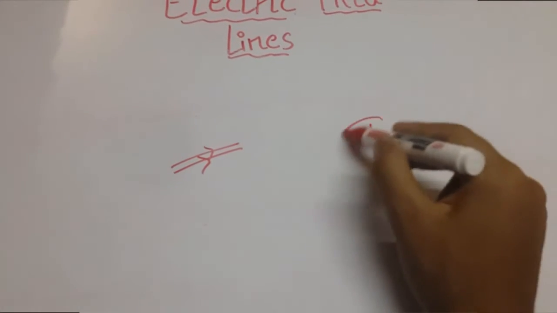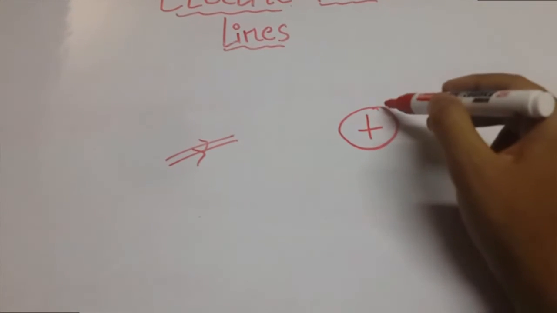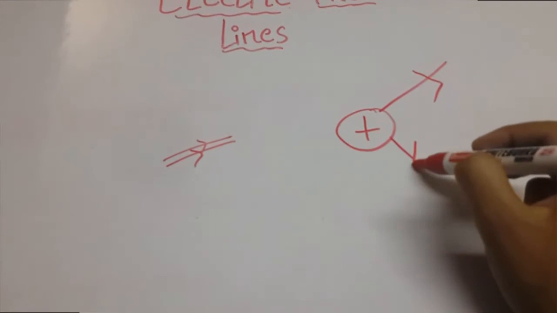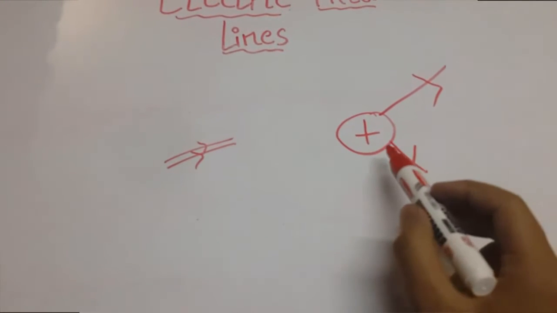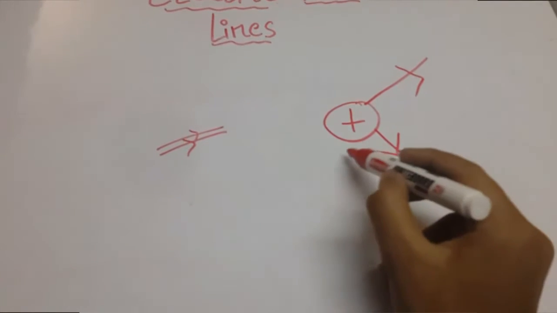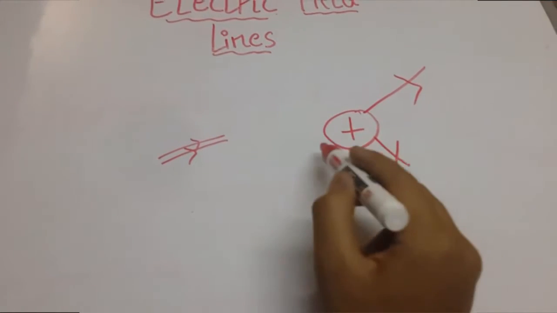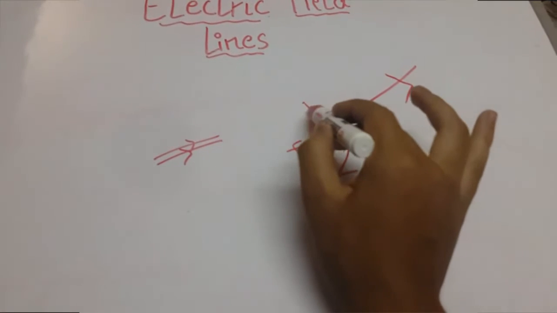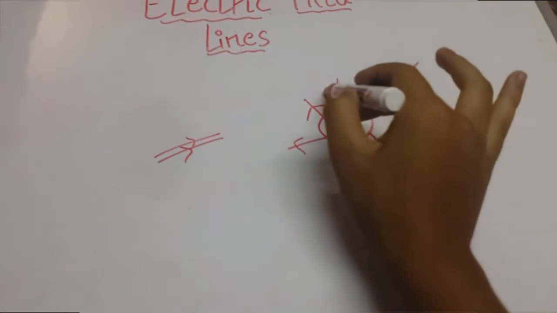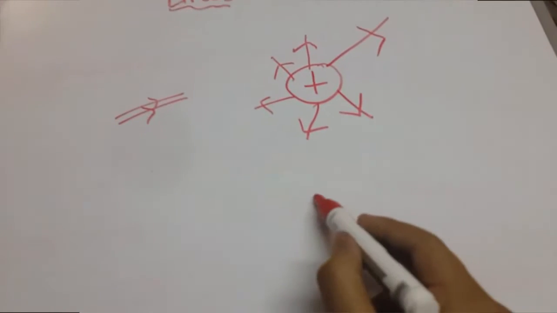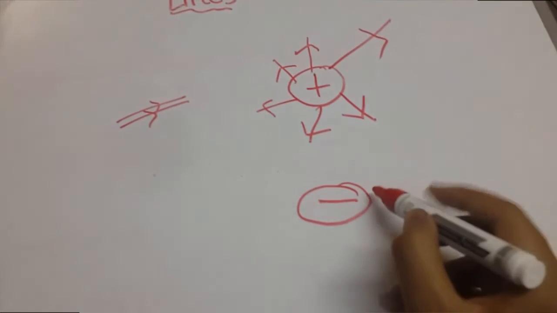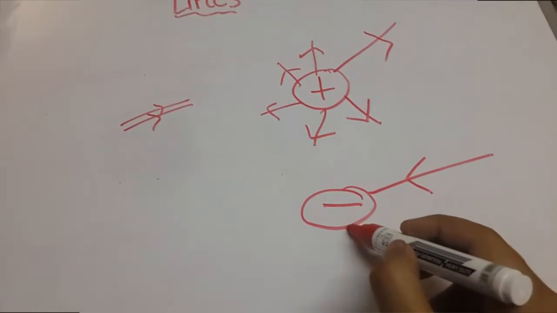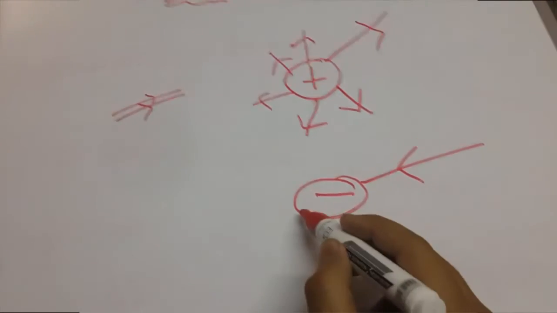Suppose a positive charge. This positive charge shows electric field lines away from it, as we have talked about in the property that electric field lines always go from positive to negative. So this shows electric field lines away from it in every direction. And if we suppose a negative charge, it is always from positive to negative, so the electric field lines would be towards the negative charge from every point.